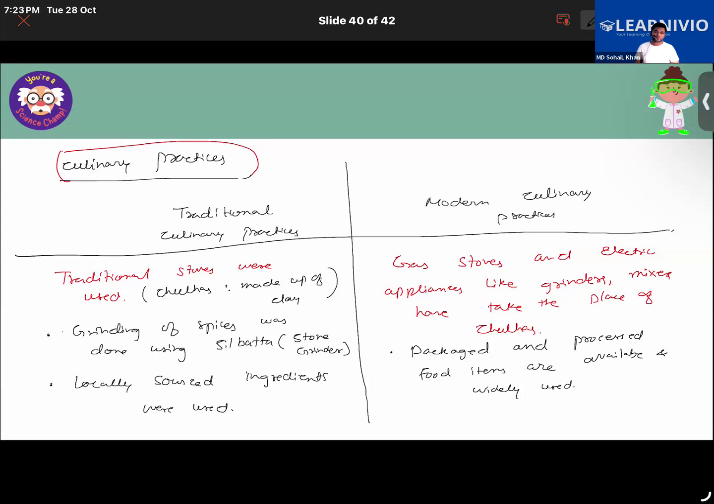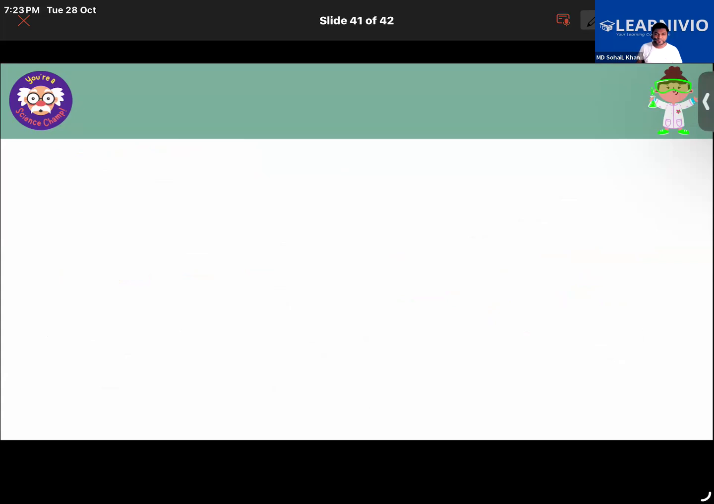Those processed food items are available widely and widely used. Please finish. Okay, good.